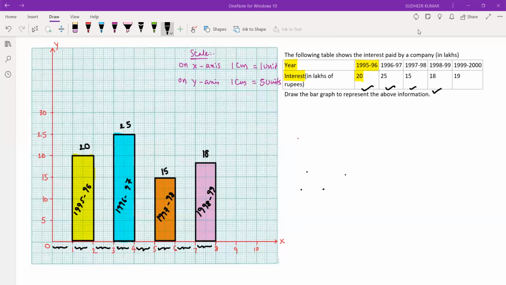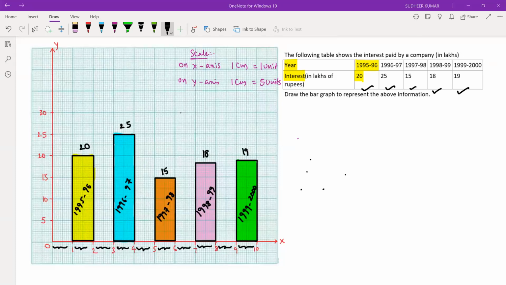Next, let's go to the last one. Again, leave 1 centimeter as the gap and take 1 centimeter as the width for the next bar. So this is the last bar, and so this is the bar graph representation of the given information.